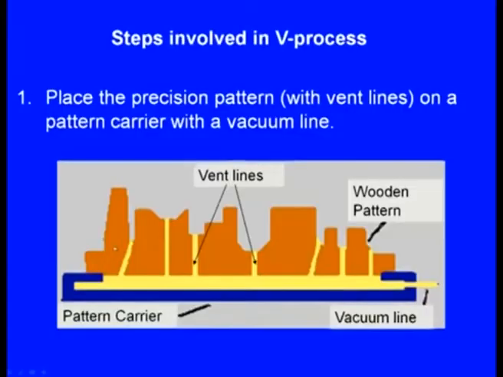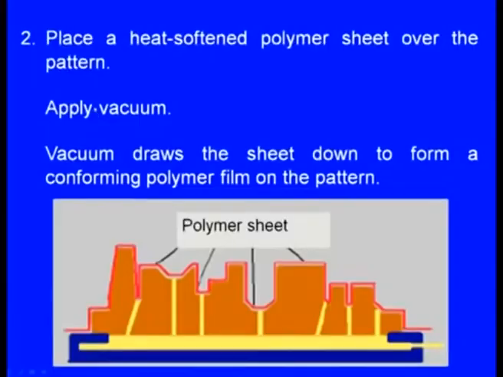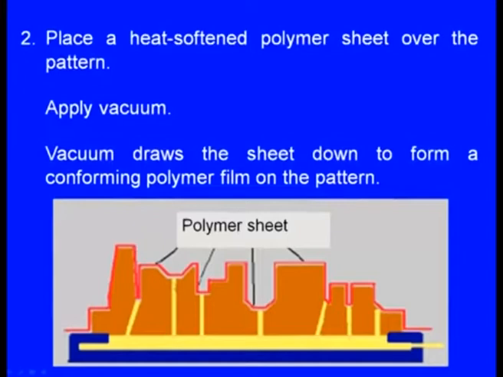Now, why these vent lines? This wooden pattern will be covered with the strong polymer film. Then the vacuum will be applied, and as the vacuum is applied, the polymer film will be sucked through these vent holes. That is the purpose of these vent lines. Second step, place a heat softened polymer sheet over the pattern. This is the pattern, and here we can see a red colored one. This is the polymer sheet.